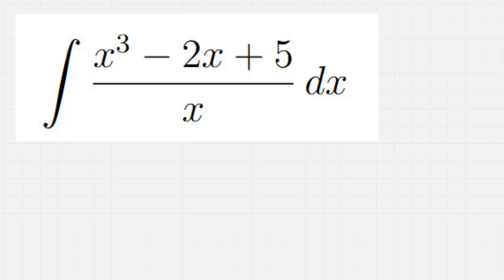So let's take a look at this question over here. We're given an integral. It's got a numerator and a denominator. The denominator is pretty simple, but the numerator looks a little more complex. So how can we solve this?